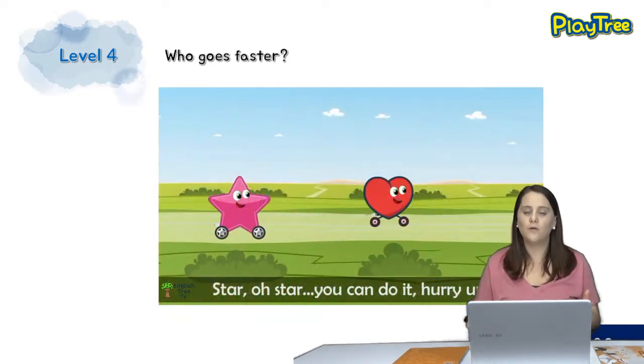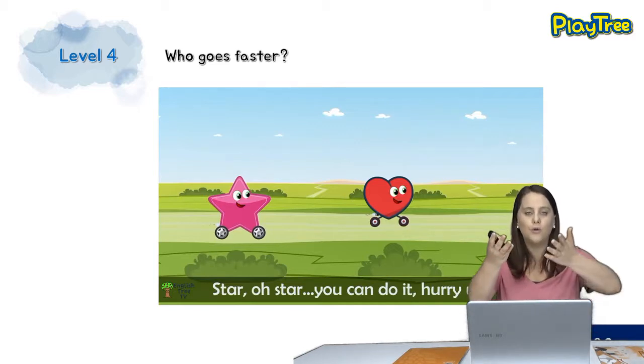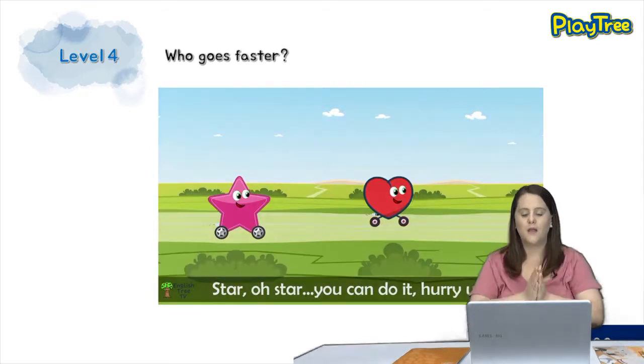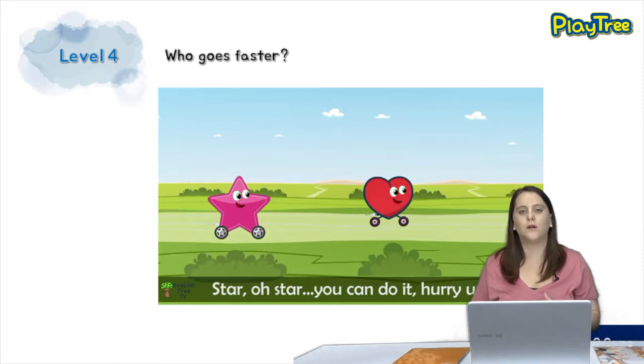And then we have, of course, another picture for you to check their progress, make sure they're recognizing their shapes and so forth. So who do we see in this picture? We have heart and star. And who goes faster? Heart goes faster. So what should star do? Star should hurry up.